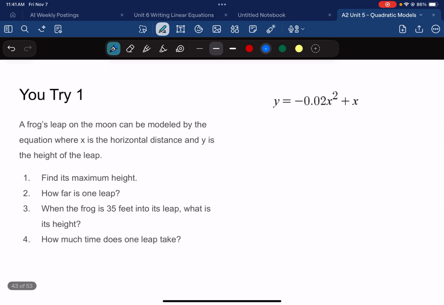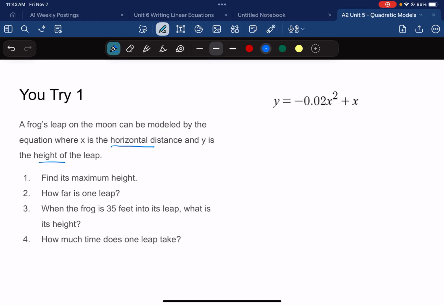Okay, you guys give this one a try. So shut the video off and start it back up when you're finished. So this one seems like a simple formula, but it's a frog's leap on the moon can be modeled by the equation where x is the horizontal distance and y is the height. So we don't have any time here. This is just horizontal distance and height, so horizontal and vertical.